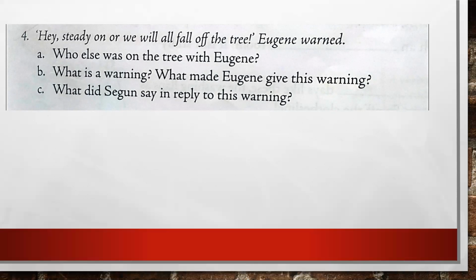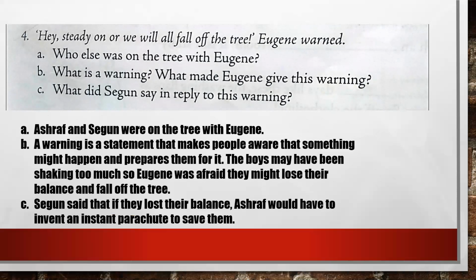Who else was on the tree with Eugene? What is a warning? What made Eugene give this warning? And what did Segan say in reply to this warning? Let's see if you got the answers right. So the first answer, who else was on the tree with Eugene? Ashraf and Segun were on the tree with Eugene.